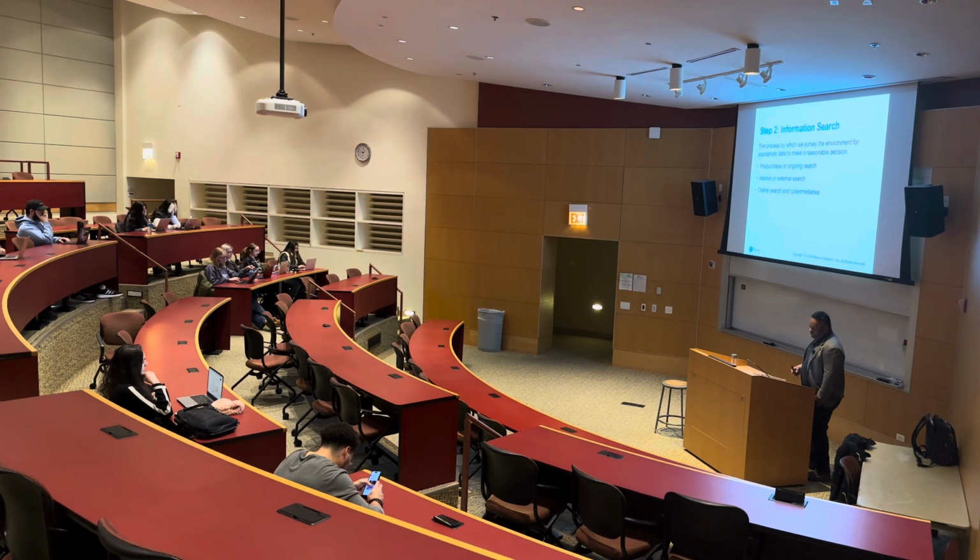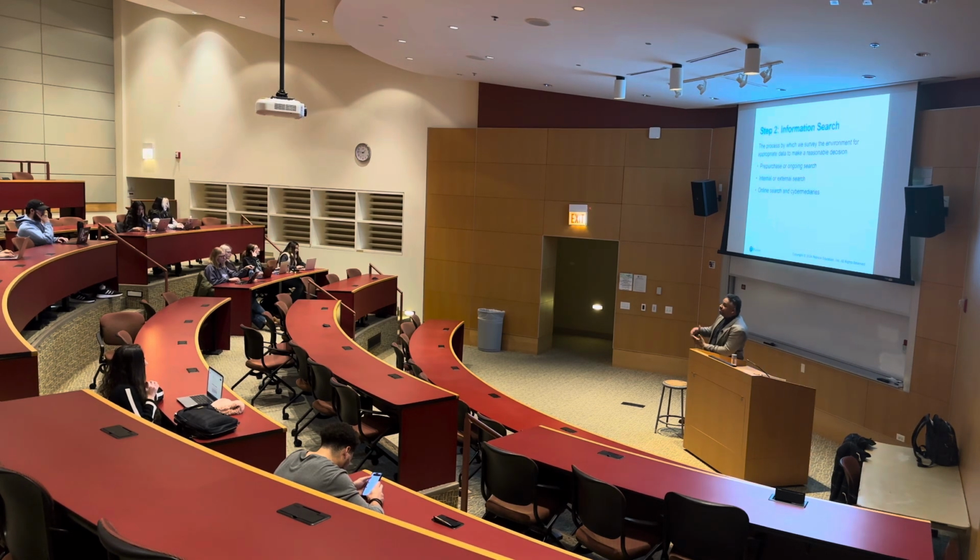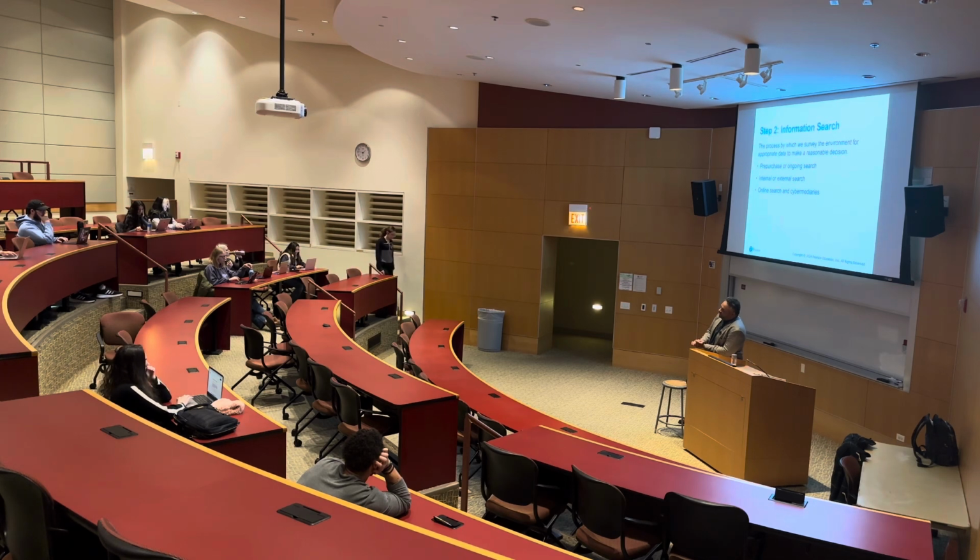And then with information search, we say it's the process by which we survey the environment for appropriate data to make a reasonable decision. Think of coming to this university. How many universities are there around the world? A ton. How many universities in America? A ton. How many universities in the Midwest? A ton. Illinois, Chicagoland area. We have a ton of alternatives.